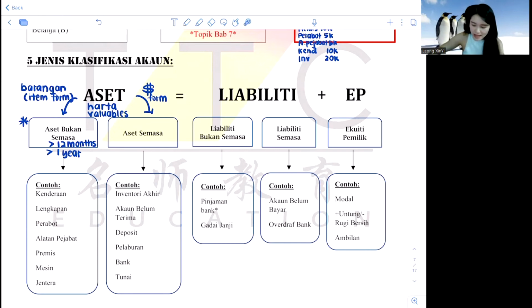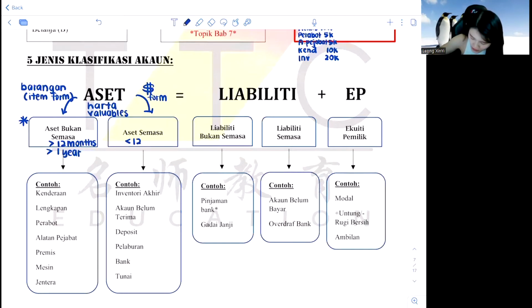And continue to asset semasa. Asset semasa is for short-term usage. Their usage period is going to be less than 12 months, or less than a year. It's not that we want to throw this away, but asset semasa's value is not going to remain the same within the 12 months. There are a lot of fluctuations. Many plus, many minus happen throughout the year. So we cannot maintain it as the same. That's why we call it semasa.